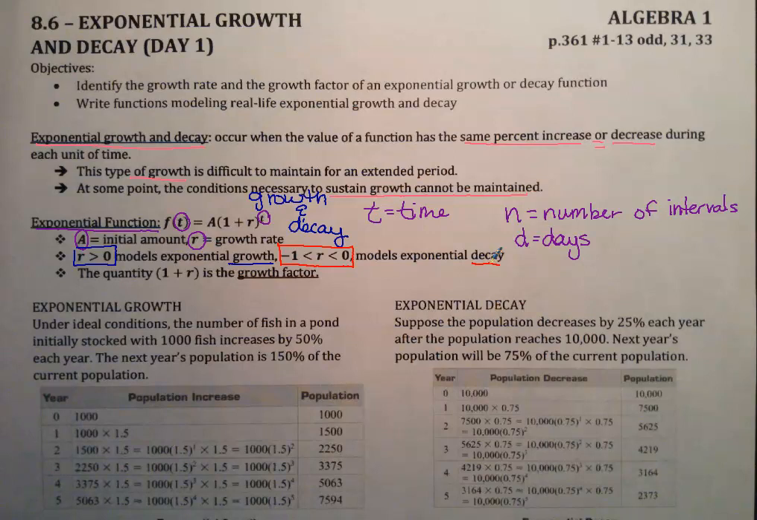Okay, and the last thing there is this quantity, 1 plus r in parentheses, is called our growth factor, and sometimes that's called b, the b value. We won't see that in today's notes, but you might in the future. So there's a lot of information about exponential function. Okay, and we're going to be picking out those pieces in a little bit. So hopefully you've got those down.